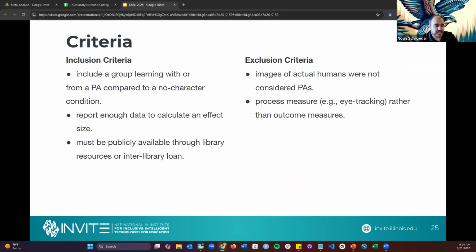On one hand, 30 isn't very many. On the other hand, this is kind of a lot, because previously meta-analyses for these age groups would only have 5 or 6 studies.